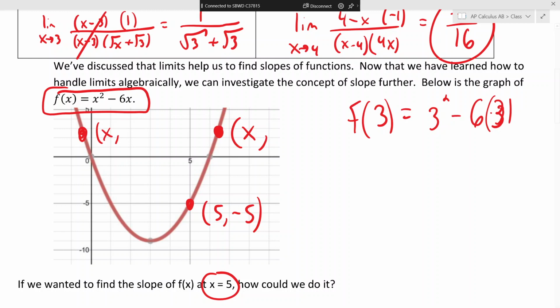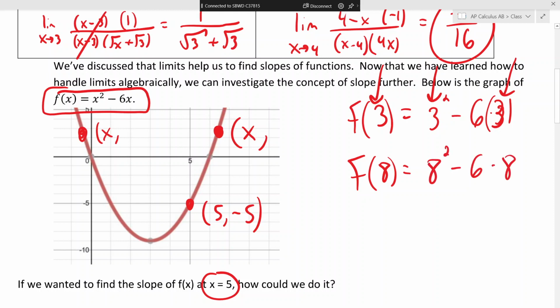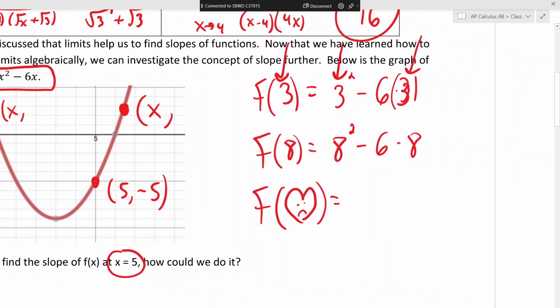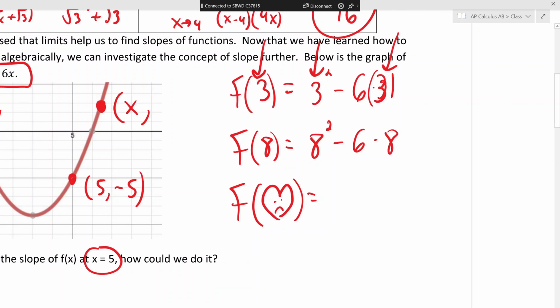If the x value is 3, this becomes 3 squared minus 6 times 3. If the x value were 8, it would be 8 squared minus 6 times 8. If the x value was sad heart, oh no, sad heart, it would be sad heart squared minus 6 times sad heart. And the fact you did that correctly means these aren't sad hearts, they're happy hearts. Okay? Whatever's sitting there is what gets plugged in.